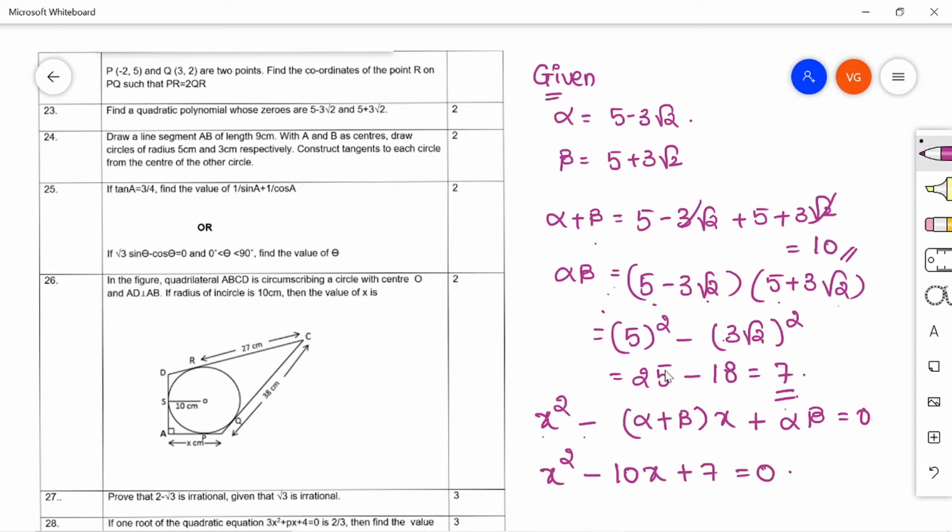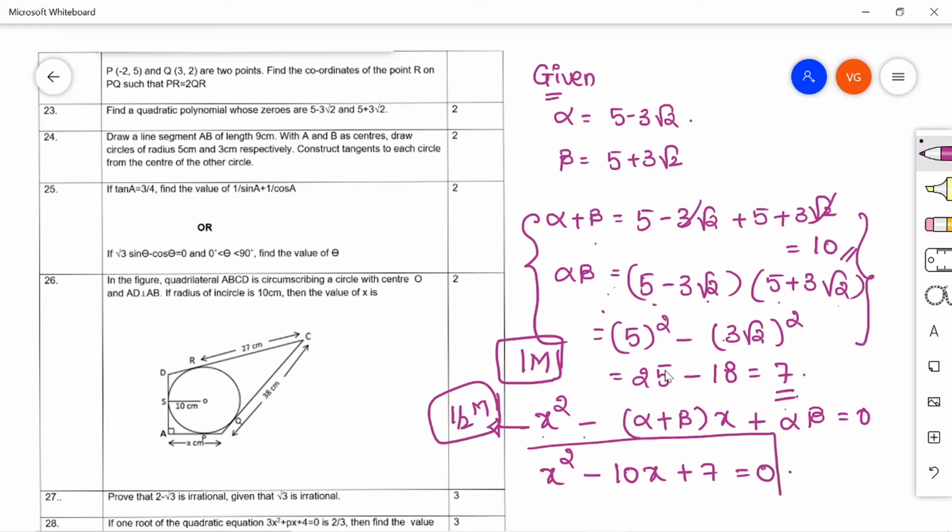So, for finding the sum and product of the zeros, here you will get 1 mark. Writing down the formula, half mark. Substituting and writing the final answer, getting the quadratic equation, you will get another half mark. This is a very straightforward question here.